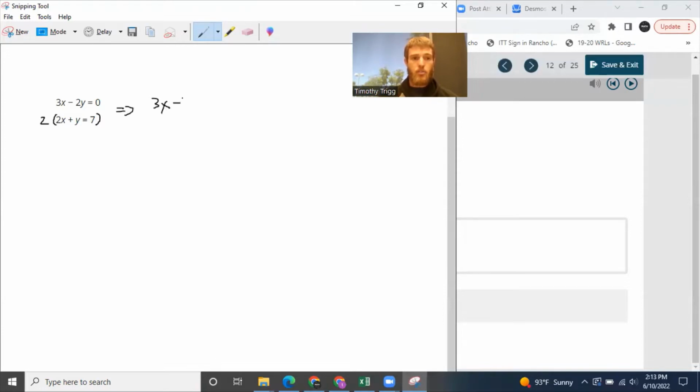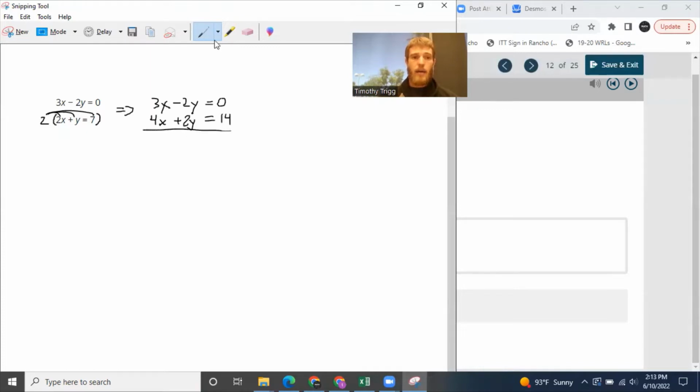3x minus 2y equals 0. But the bottom equation, I'm going to multiply every term by 2. The 2 gets distributed to everything in this equation. So that's 2 times 2x, that's 4x. Then 2 times y is positive 2y. And then equals, the 2 also multiplies with the 7, so 14.